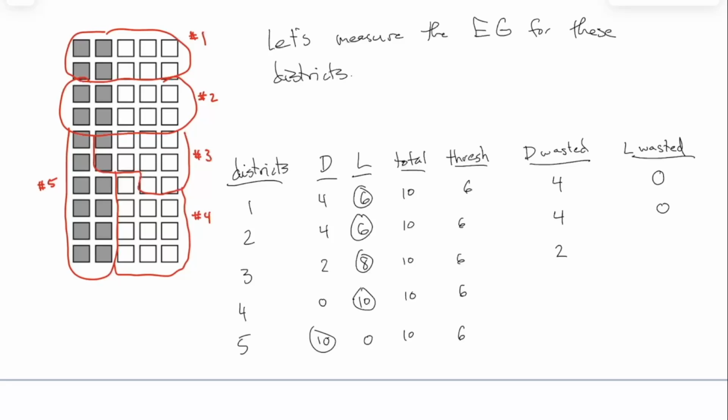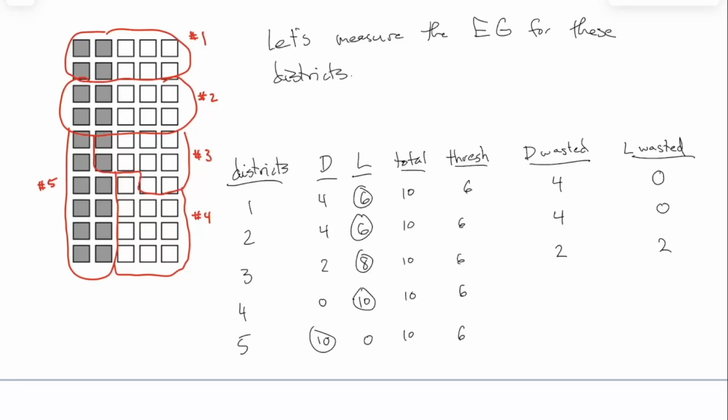And the L's, someone want to say how many are wasted by the L's? This would be how many they got extra beyond the threshold. 2 is the answer, yeah. They got 8, they only needed 6, so that's 2 extra. And those count as wasted for the L's. All right?